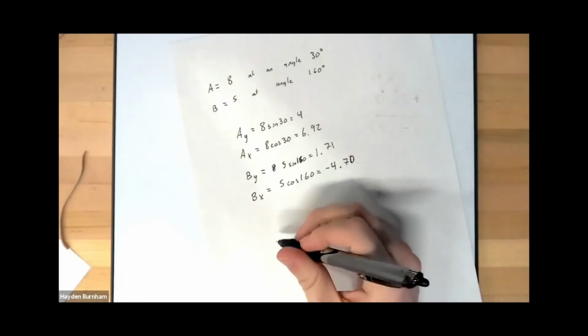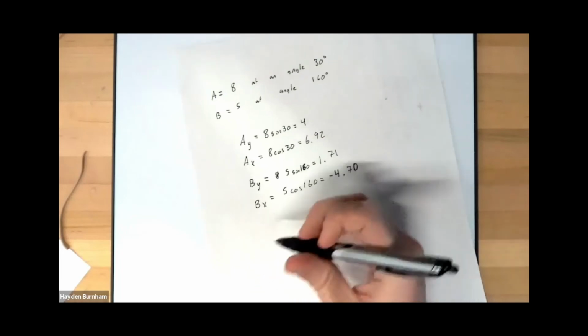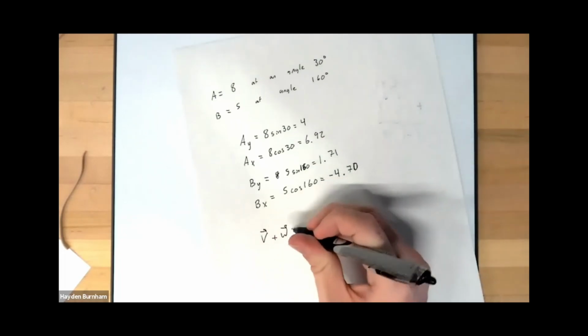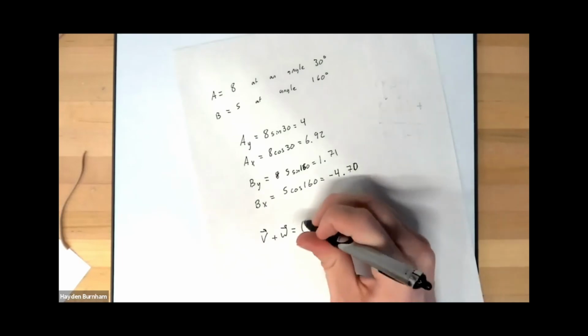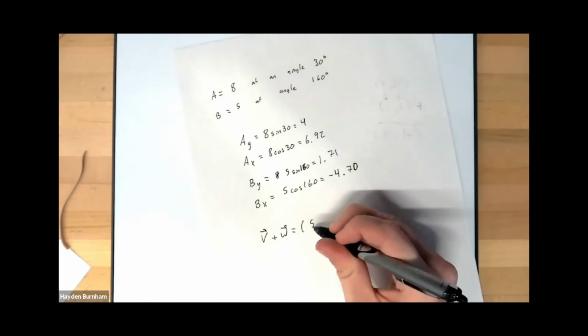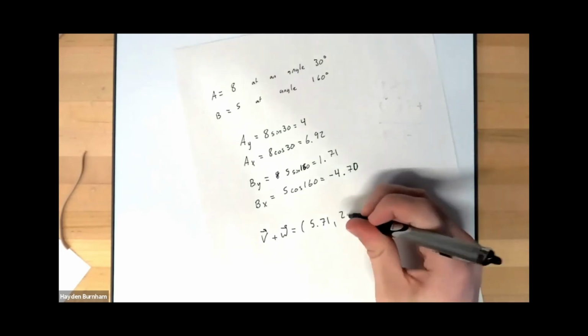Gotcha. So then when we add all of these together, and I'll just say V plus W, since that's their actual names, the y component is going to be 5.71. And then the x component is going to be 2.22.